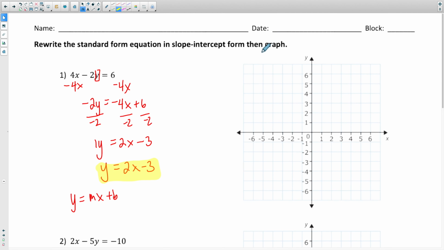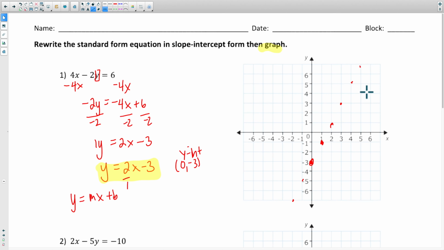Okay, the whole reason we're doing this is so that we can graph it. So now let's go over to our graph. Do you remember how to graph from slope-intercept? We start at negative 3 on the y-axis. Remember, our y-intercept is 0, negative 3. And then we go up 2, right 1, up 2, right 1, up 2, right 1, and so forth. Or you could go down 2, left 1. Because anytime you have a slope that is not a fraction, you can always call it 2 over 1. And that's how you get that up 2, right 1.